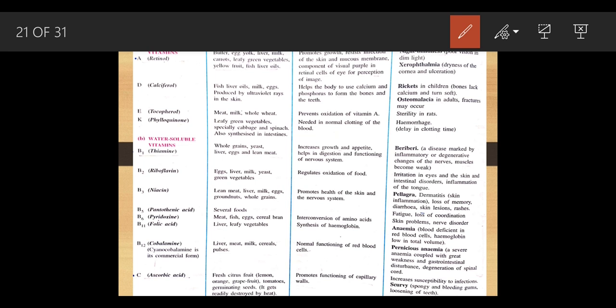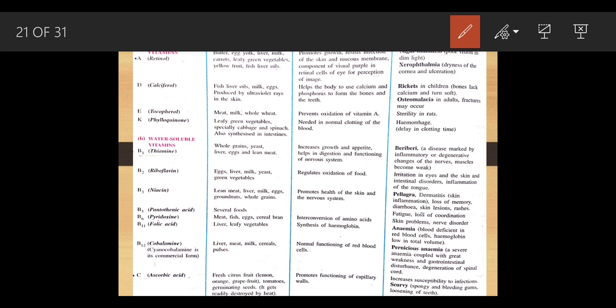What happens in rickets? Rickets occurs in children only. The rickets condition is more often seen in the Africa region and the Asia region, the Asian continent. In rickets, the bones turn soft because there is a lack of calcium, and the bones are very soft, and due to this the person is not able to balance himself.